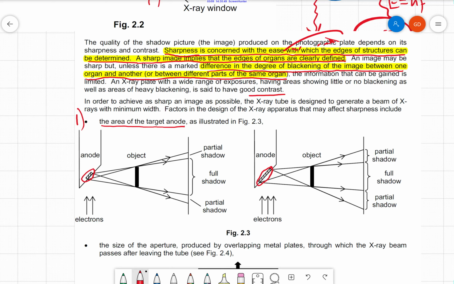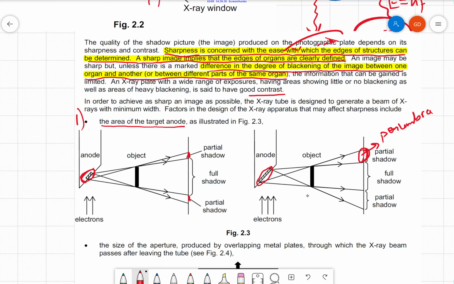The result is that I got a partial shadow, which is the undesirable one. We don't need this shadow. This shadow reduces the sharpness of the image. Okay, this shadow, or what is called the penumbra. We need this penumbra region to be as small as possible. For this reason, as you see, it is better to use an anode with a smaller area, so that the penumbra part will be smaller and therefore the image will be sharper.